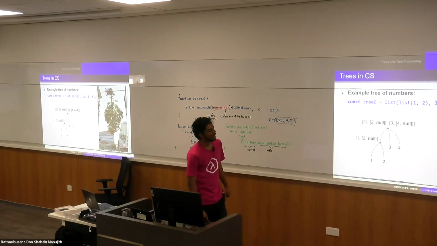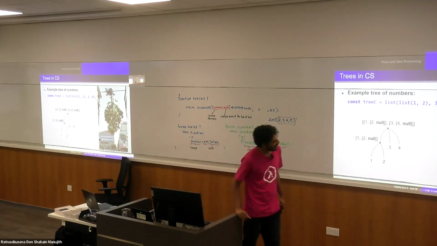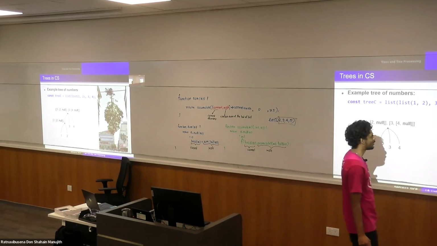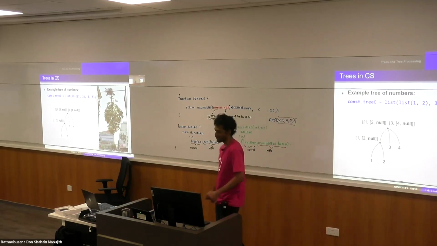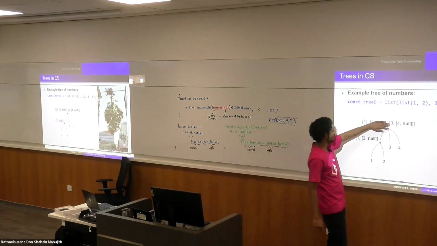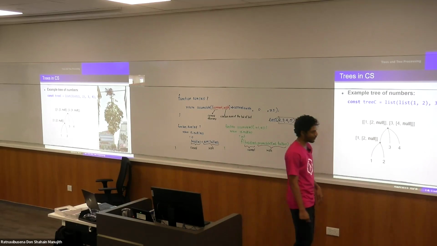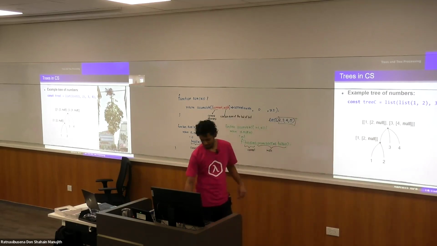You must have seen this joke, right? In computer science, trees go from the sky, not from the ground. Because you have these kinds of diagrams, so they grow from the sky instead of from the ground.